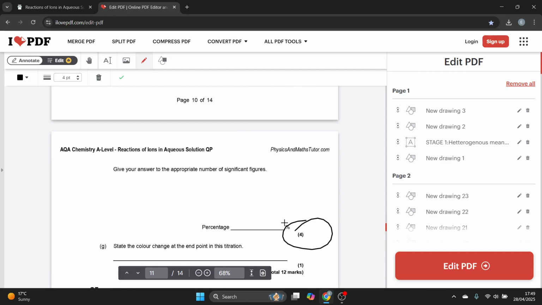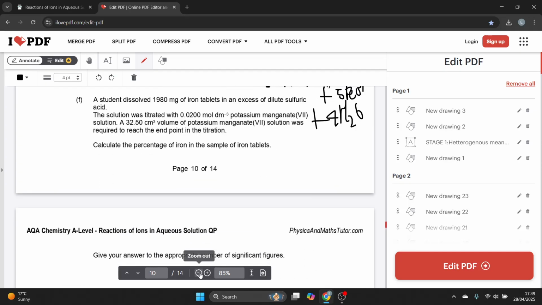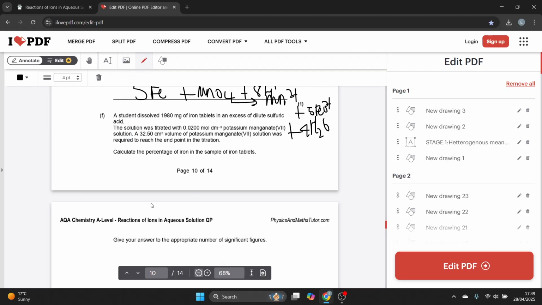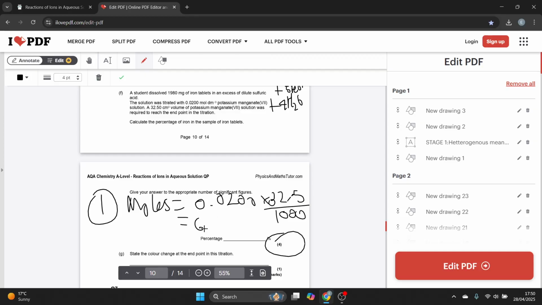Four marks, okay. If I see 4, I'm like, okay, that's calm then. Calculate the percentage of iron in the iron tablets. When I see 6 marks, then I'm like, okay, there's going to be some tricks here. So first things first, find the moles of the manganate ion, potassium manganate, which therefore is going to be 0.0200 times 32.5 divided by 1000, moles of concentration times volume. That gives 6.5 times 10 to the power minus 4.